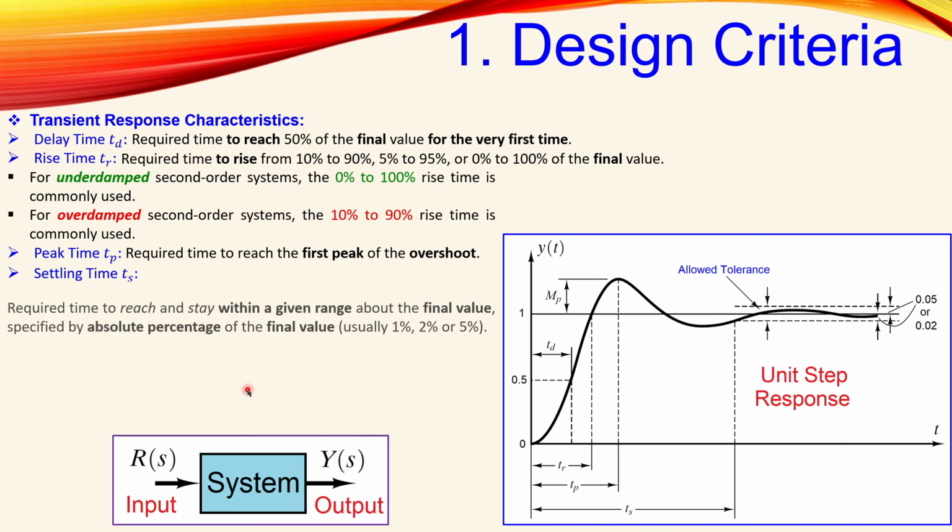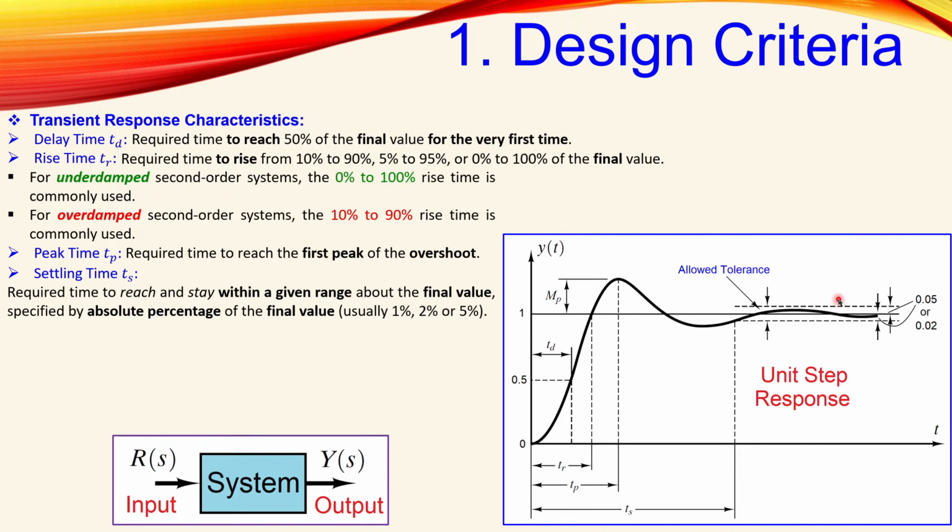For the settling time, in this case, we look at an allowable region or tolerance. It could be 2%, 0.02, or 5%, 0.05, or it could be even 1%, 0.01. So it really depends on your criteria and how strict you are. It is the required time to reach and stay within a given range.